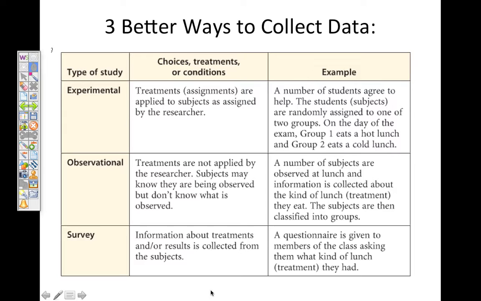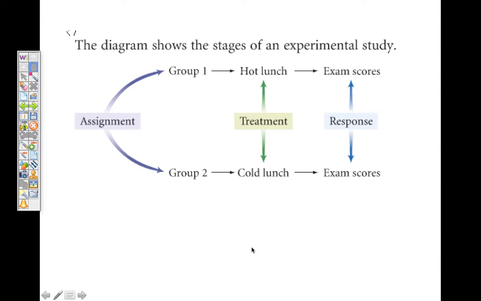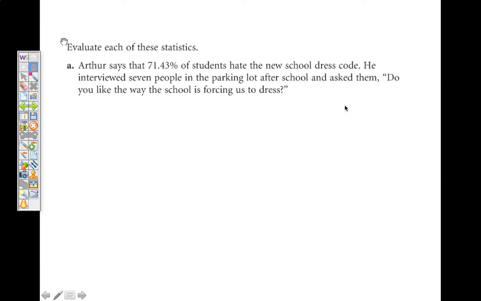And the last type of study we're going to look at is a survey. Information about treatments and or results is collected. So for example, you could give a questionnaire to members of the class asking what kind of lunch they had and also what their test scores were. So these are the three that we're going to look at, and for your stats project you're going to pick one of these to work on. All right, so here's the experimental study. You assign the groups, you assign the treatment, and then you look at the responses.